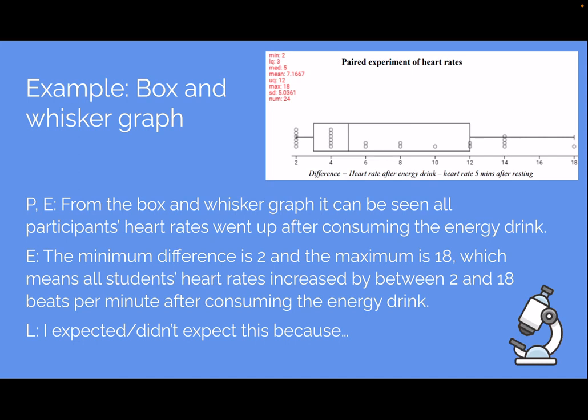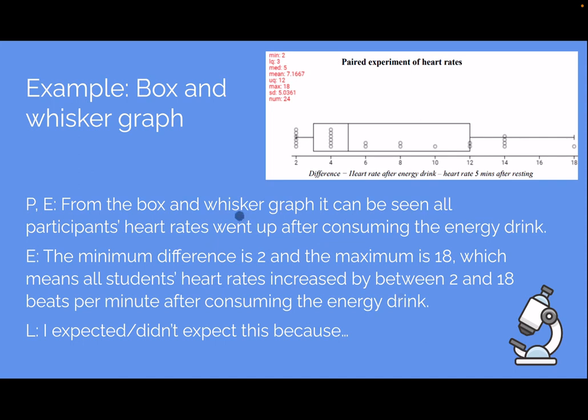So you could say all that I've just said in your analysis. You don't have to say everything, you just have to say what the majority of the participants are doing, or in this case, what all of the participants are doing, because all of them had an increase in their heart rate. So the minimum difference is 2 and the maximum difference is 18, which means all students' heart rates increase by between 2 and 18 beats per minute after consuming the energy drink.